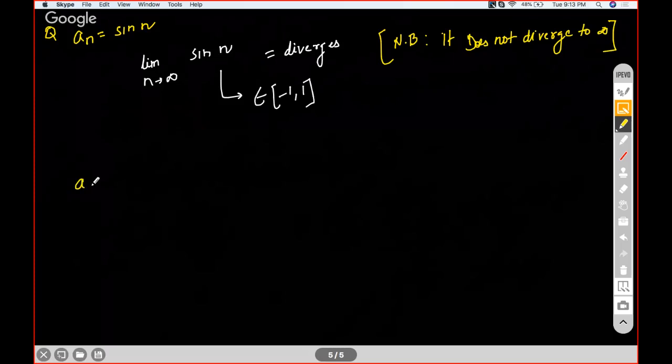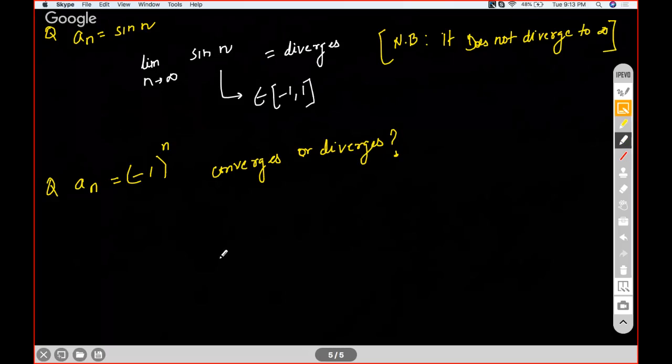Again, of a similar nature is this question. a n is minus 1 to the power of, let's say, n. Does it converge or diverge? It converges, right? Again, we cannot say that, because it will diverge, because you don't know whether the answer finally will be plus 1 or minus 1. Yeah. So it diverges because it oscillates. Okay, the reason is because it oscillates.